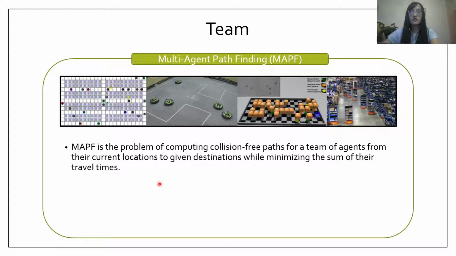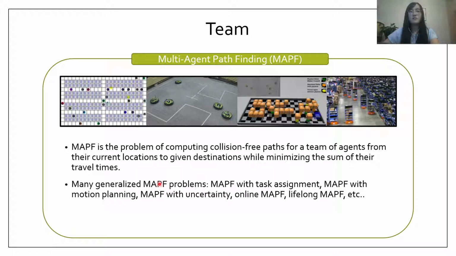So MAPF is a combinatorial problem of finding collision-free paths for a team of agents on a given graph. Although it's an abstract model, people have developed many generalized MAPF problems to narrow the gap between this abstract model and the real-world applications. These include MAPF with task assignment, MAPF with motion planning, MAPF with uncertainty, and online and lifelong MAPF. If you are interested in this problem, you can find more information at this website.